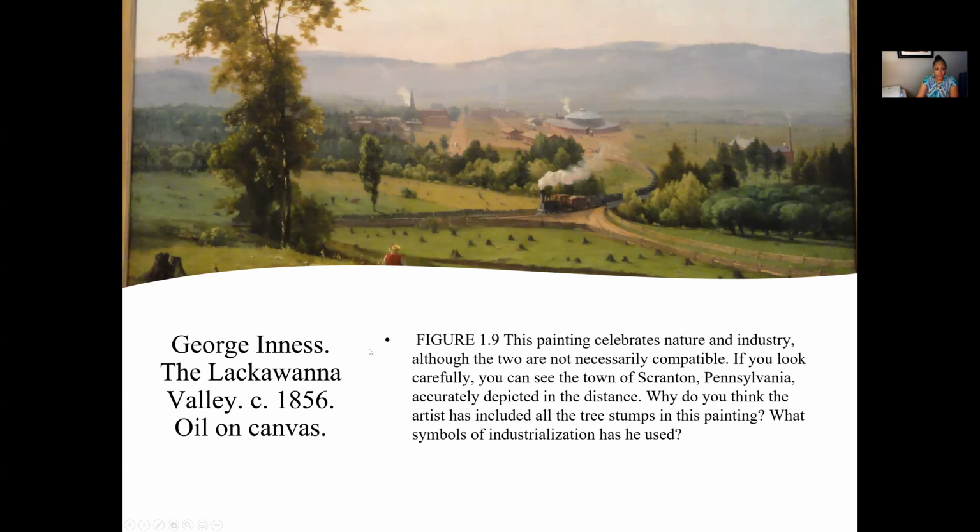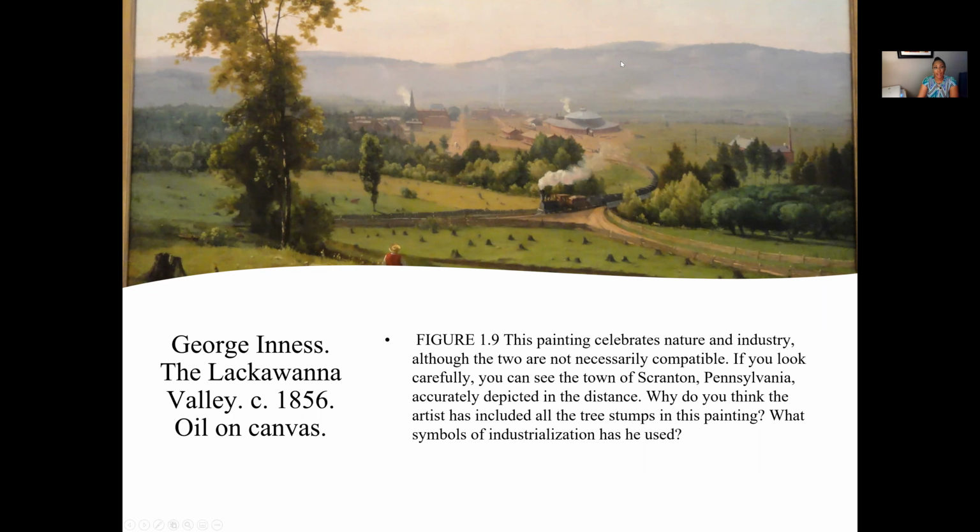So it says here, we want to look at this work. This is figure 199 in your book. This is a painting that basically celebrates nature and industry. And this is by Inness. This was in 1856, and this is a beautiful oil on canvas.